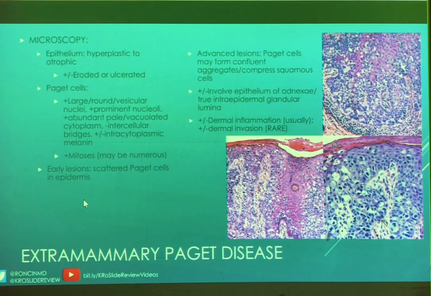There will be lots of mitotic figures, and your very early lesions will just have scattered Paget cells in the epidermis. They won't be retained to the basal layer of the epidermis; they'll be scattered throughout it. As they get more advanced, you get the case we saw, where there are confluent areas of Paget cells that compress the normal squamous cells. This can involve the adnexae. So remember, what lesion did we see earlier that doesn't involve adnexae and follicles?